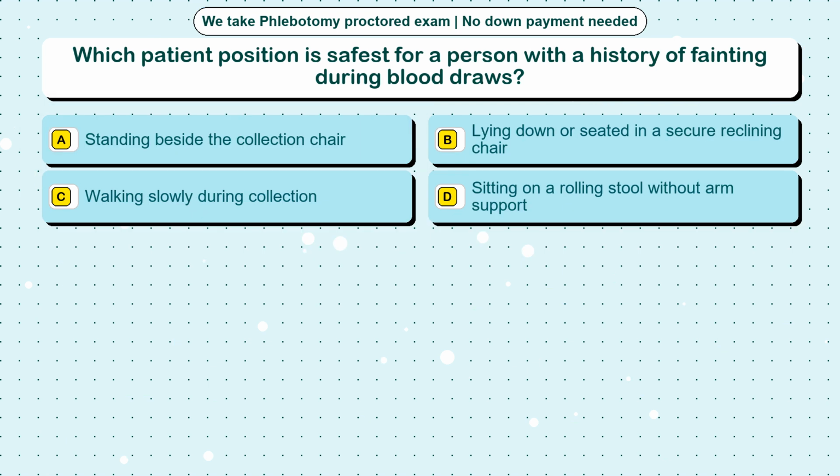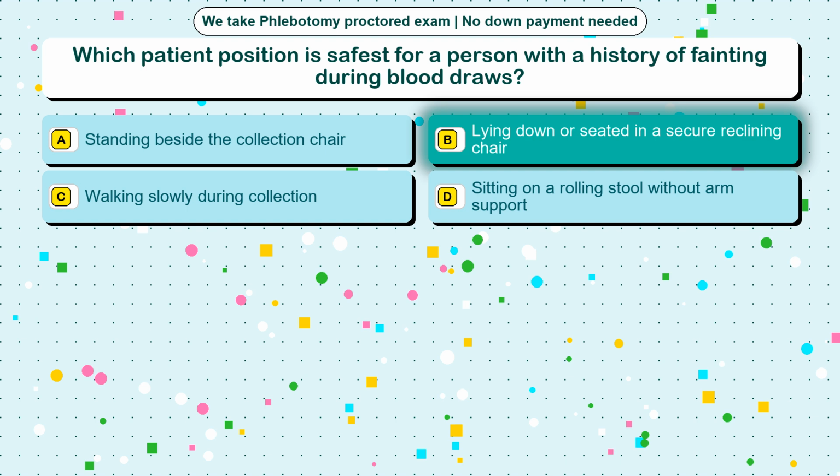Question 84. Which patient position is safest for a person with a history of fainting during blood draws? Option A. Standing beside the collection chair. Option B. Lying down or seated in a secure reclining chair. Option C. Walking slowly during collection. Option D. Sitting on a rolling stool without arm support. The correct answer is option B.